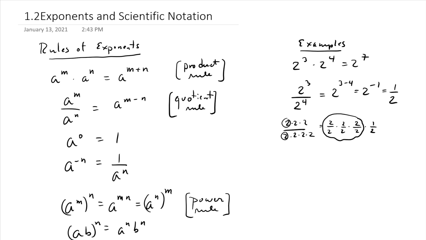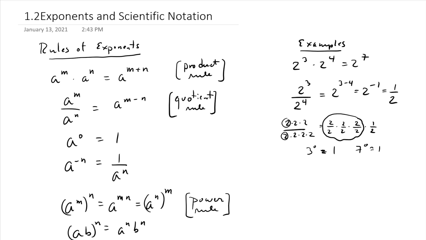Now the next rule is a to the 0 is always 1. So if you've got, let's say, 3 to the 0, this is 1. Okay, so this is not something that we decided. It actually follows from the product rule. So it's all explained also in a video from the previous course if you're interested. But otherwise, you can just accept it. 3 to the 0 is 1. If you've got 7 to the 0, that's also 1.